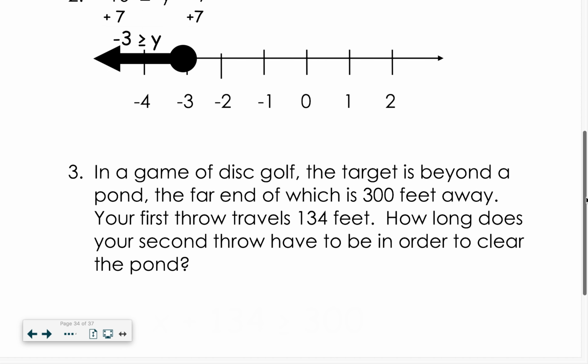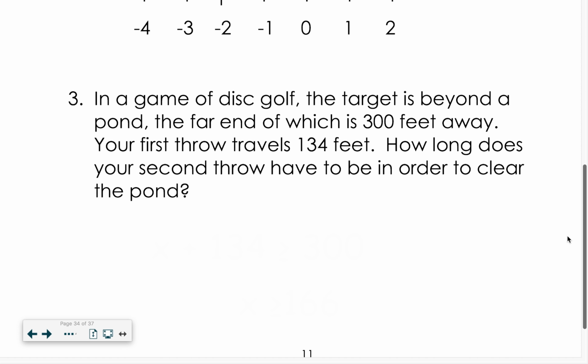All right. Now look at number 3. Number 3 says, in a game of disc golf, the target is beyond a pond, the far end of which is 300 feet away. Your first throw travels 134 feet. How long does your second throw have to be in order to clear the pond? So I know you want to just give me the answer, but like always, I'm going to ask you to write an inequality. You should say one side will be x plus 134 and the other is 300.